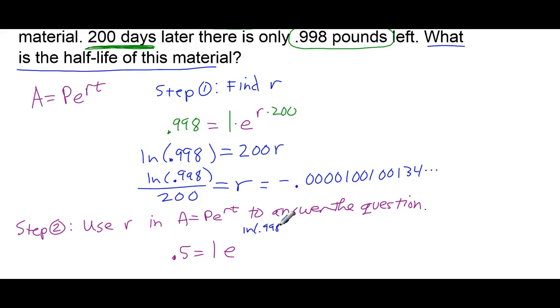So if I plug everything I know into the formula, I've got this. Final amount is 0.5, starting amount is 1. R, we could use the decimal, but I don't want to. I'm going to use the non-decimal version of it. R is natural log of 0.998 over 200. And we want to know how long that takes. What is the length of time to get to half of the starting amount?